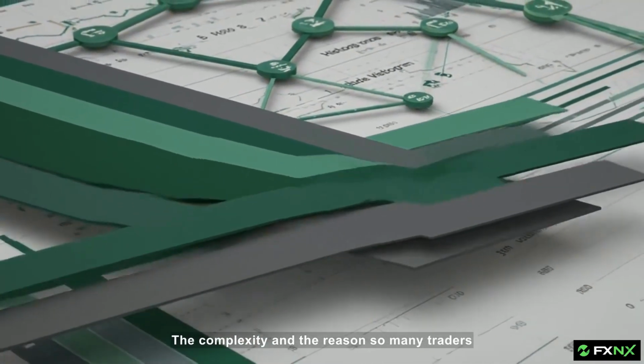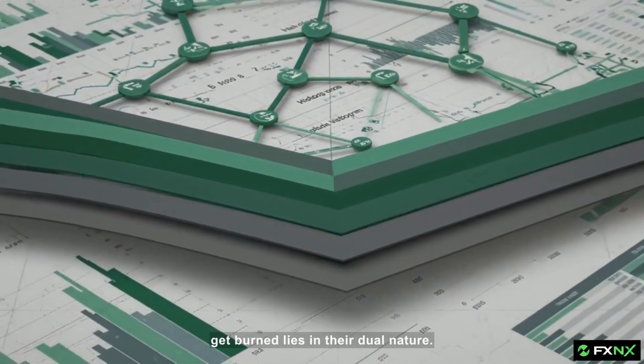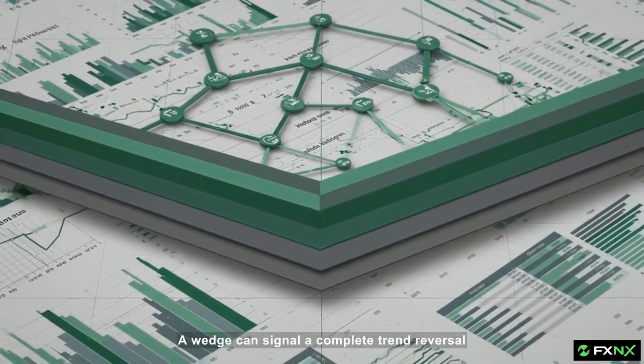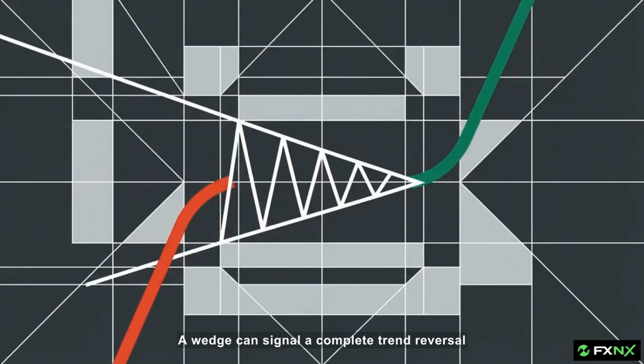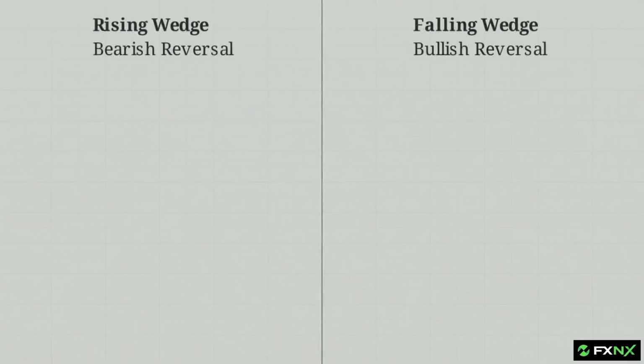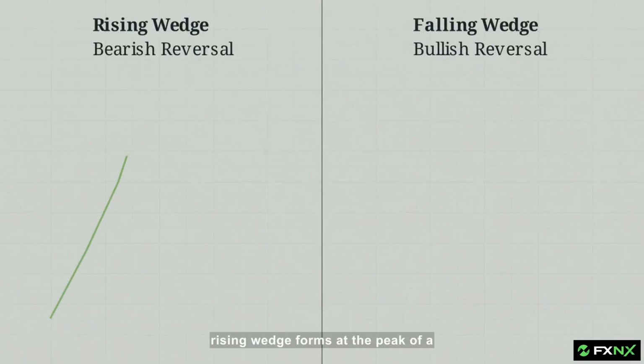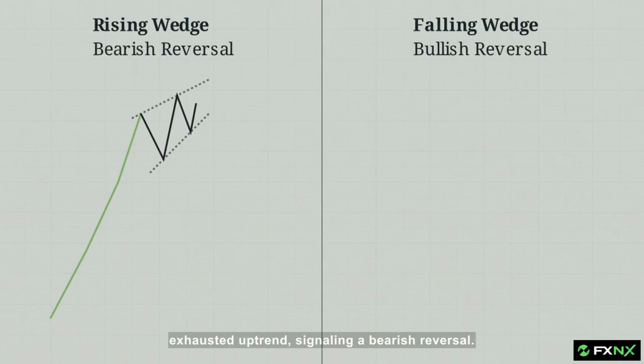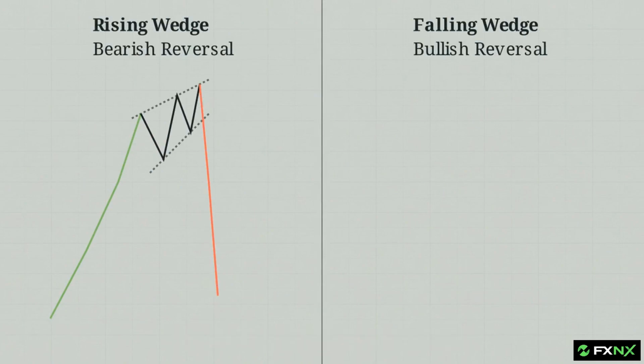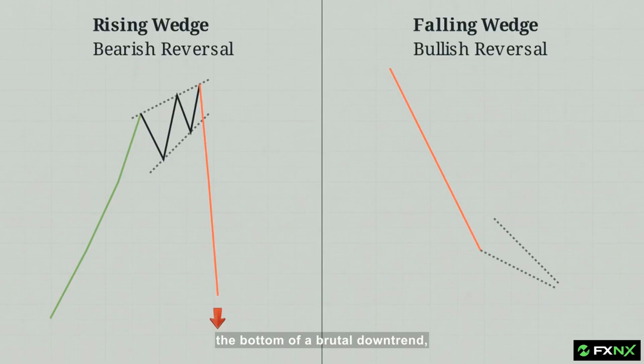The complexity, and the reason so many traders get burned, lies in their dual nature. A wedge can signal a complete trend reversal, or it can signal a brief continuation of the current trend. Context dictates the outcome. On the left of this split screen, a rising wedge forms at the peak of a long, exhausted uptrend, signaling a bearish reversal. On the right, a falling wedge forms at the bottom of a brutal downtrend, signaling a bullish reversal.